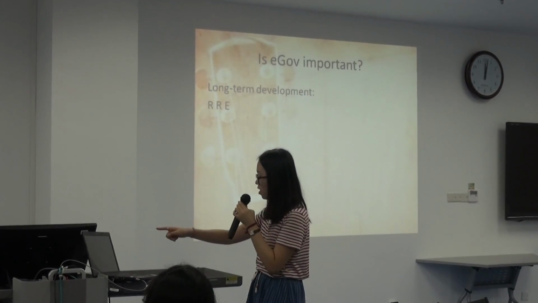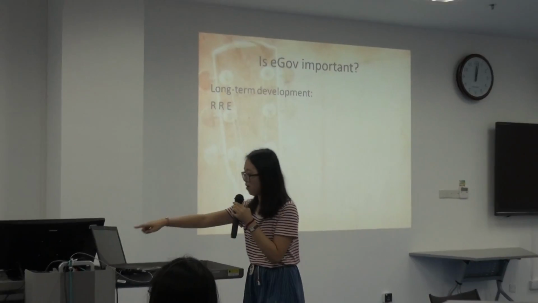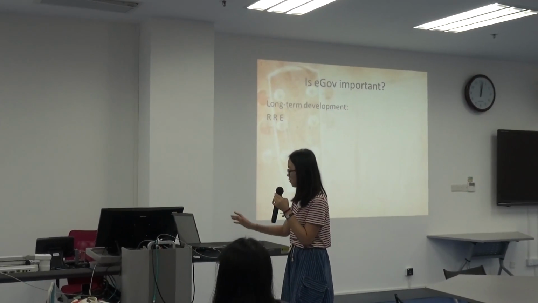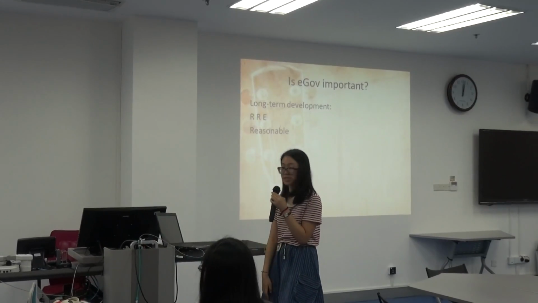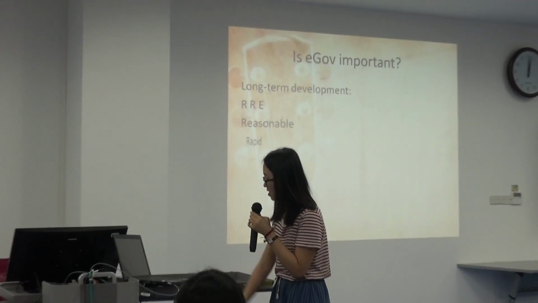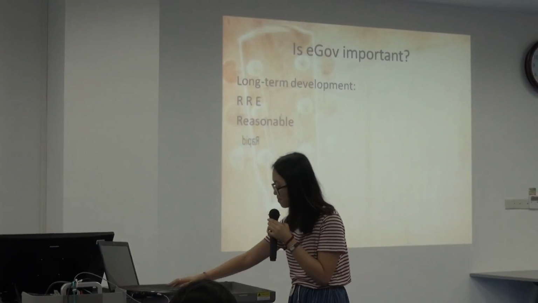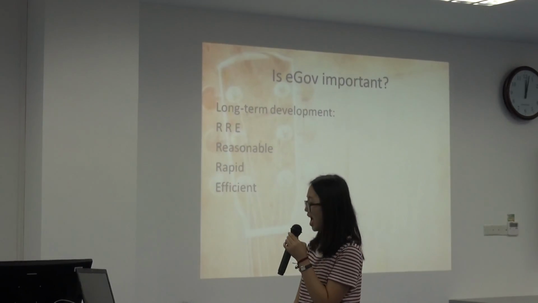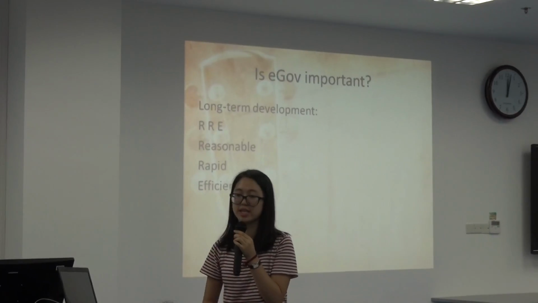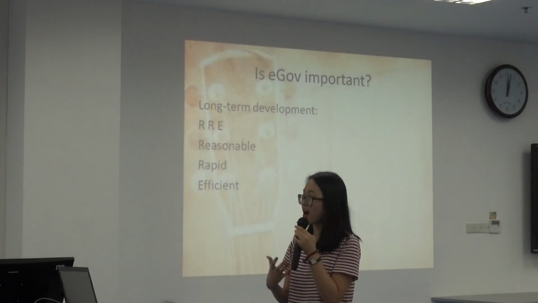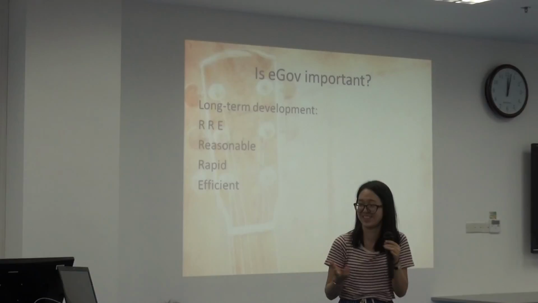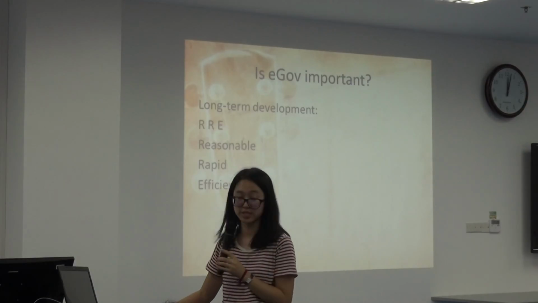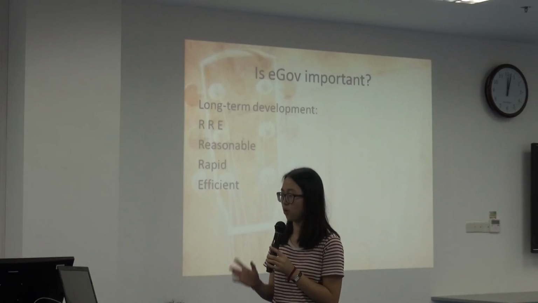So to sum up, RRE are the main features of e-government: reasonable, rapid, and efficient, which are important. E-government is doing that and helping us, and we are enjoying this service. So this is my sharing today.